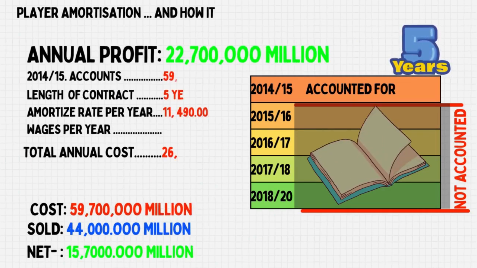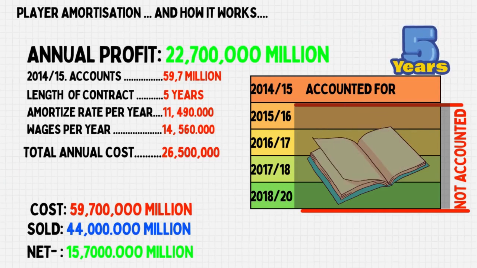Rather than showing the cost of £59.7 million in the club's accounts the year they bought the player, the club will amortize the cost of the player who signed a 5-year contract, spreading the player's transfer fee over 5 years, showing £11.94 million per year.